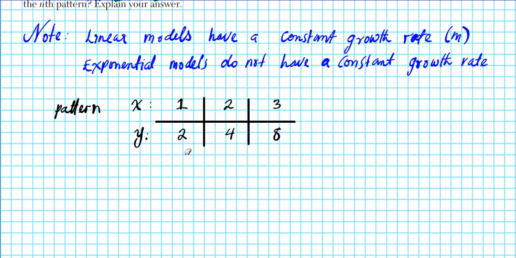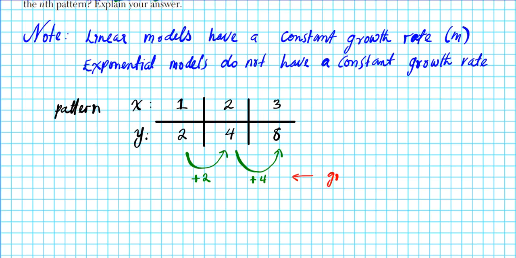Alright, so from 2 to 4, what's the growth? That's plus 2. Okay, and then from 4 to 8, what's the growth? That's plus 4. What do we notice about the growth rate? Is it constant or not? It is not. It's changing. It's increasing. Typical of an exponential function.